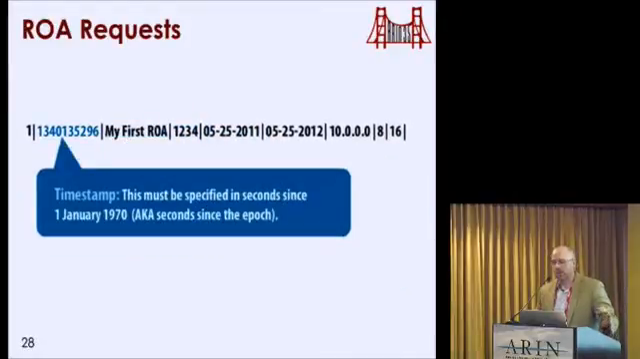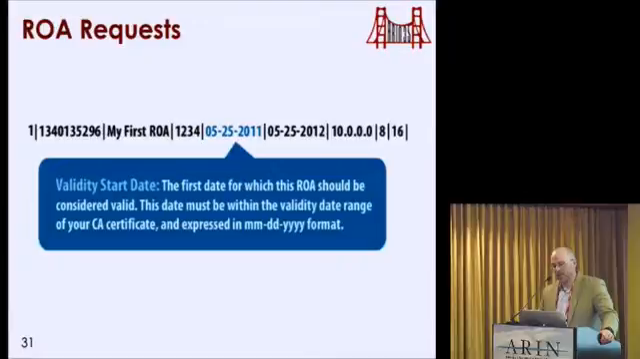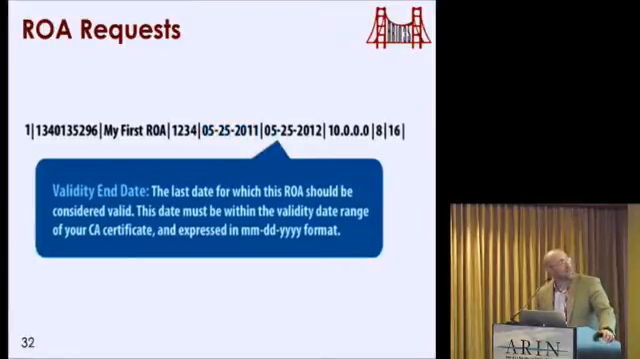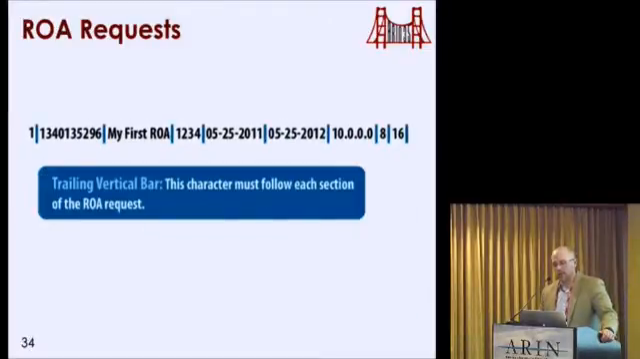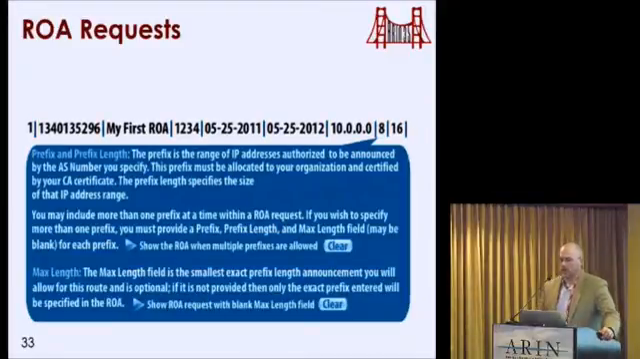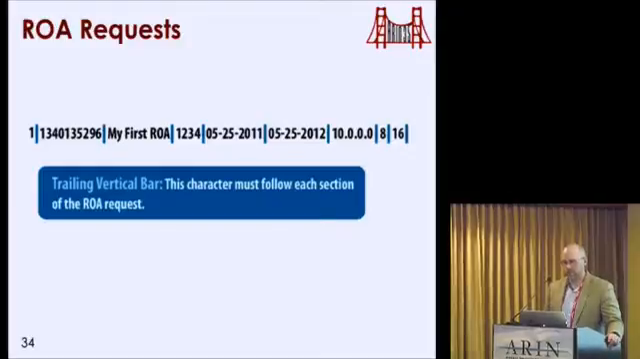And I'm sorry, this timestamp does not go in the ROA. This is to prevent replay attacks against our system. Validity start date, validity end date, and those are the validity dates for the ROA itself. Prefixes and the prefix and the max length that go on the ROA itself. So those vertical bars are the pipe symbol, so you can all do that in text.